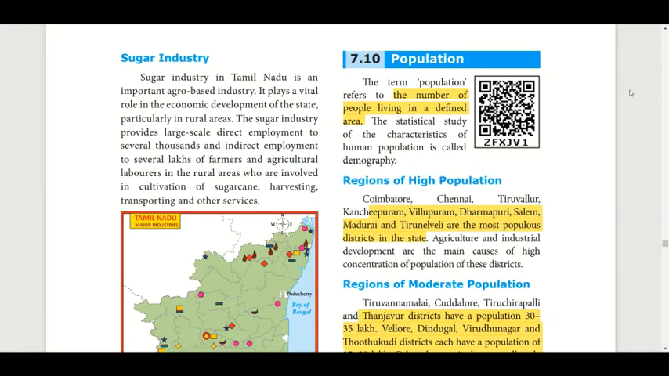So we are going to discuss the characteristics of human population, that is known as demography. What is meant by demography? That is the characteristics of human population. First we are going to discuss regions of high population. Can you note some of the districts in Tamil Nadu? Yes, Coimbatore, Chennai, Tiruvallur, Kanchipuram, Viluppuram, Dharmapuri, Salem, Madurai and Tirunelveli. These are some of the most populous districts in the state.